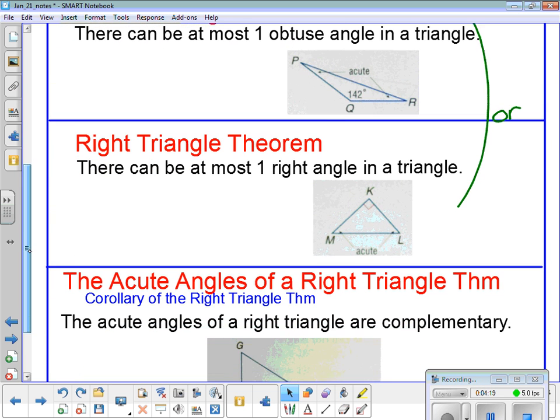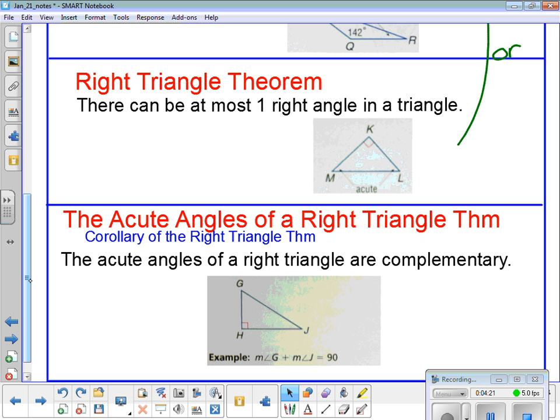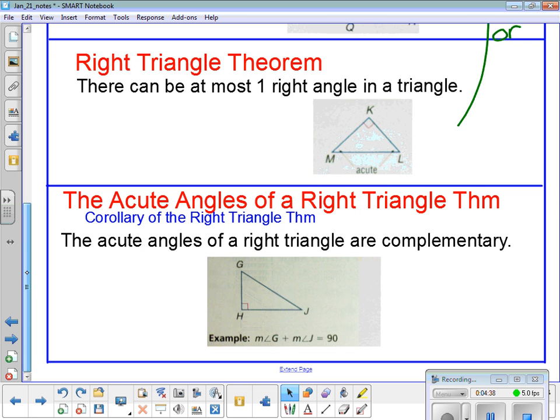And then there's the acute angles of a right triangle theorem. It's the corollary of the right triangle theorem and the triangle sum theorem. It says that the acute angles of a right triangle have to be complementary. Well, that makes sense. If I've got three angles that add up to 180, and one of them is a right angle, because I can have at most one of them be the right angle, the other two must add up to 90. So those are some other theorems, and we call them corollaries because they follow from the triangle sum theorem.